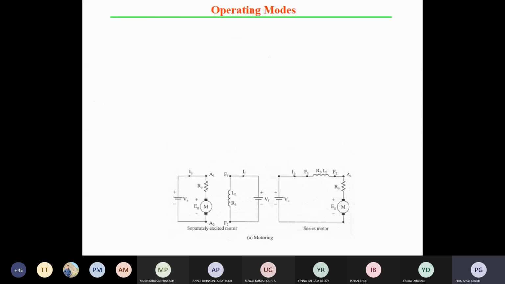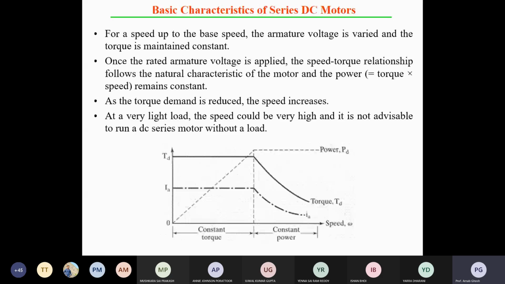For speeds up to the base speed, the armature voltage is varied and the torque is maintained constant. So the rated armature voltage is applied. The speed-torque relationship follows the natural characteristics of the motor, and the power, that is torque times speed, should remain constant. Okay. As the torque demand is reduced, the speed will definitely increase. Torque demand is reduced means speed is increased. Why? Basically for maintaining T omega, that is, maintaining the power fixed.